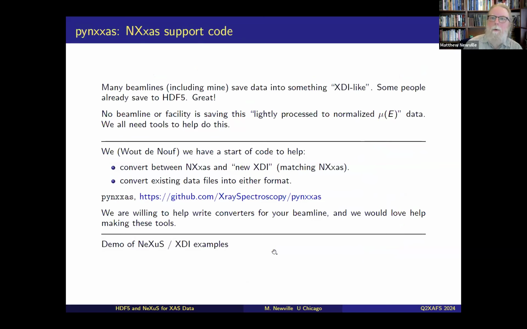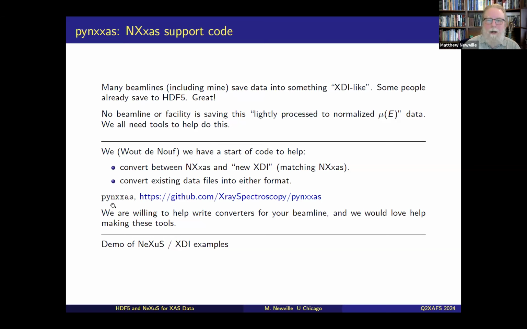Okay, so here's an important part of this though. Many beamlines, including mine, are already saving something XDI-like, and some people are already saving data to HDF5. This is great. But no beamline or facility is saving data into this lightly processed, normalized data format that we're proposing. So we all need tools to help do this. We need to write tools to help you all at the beamlines and in the XAFS groups around the world do these conversions.